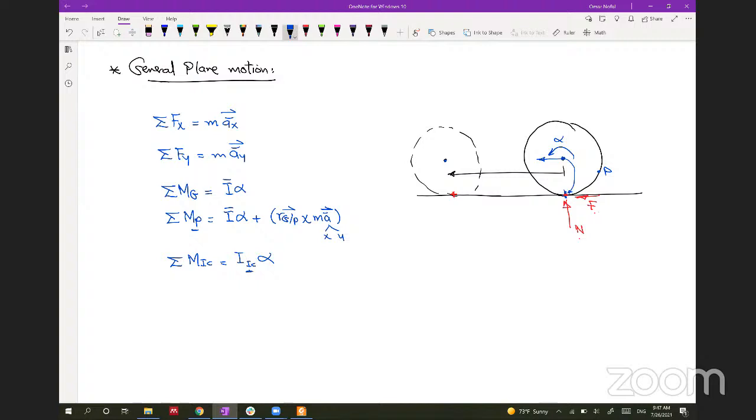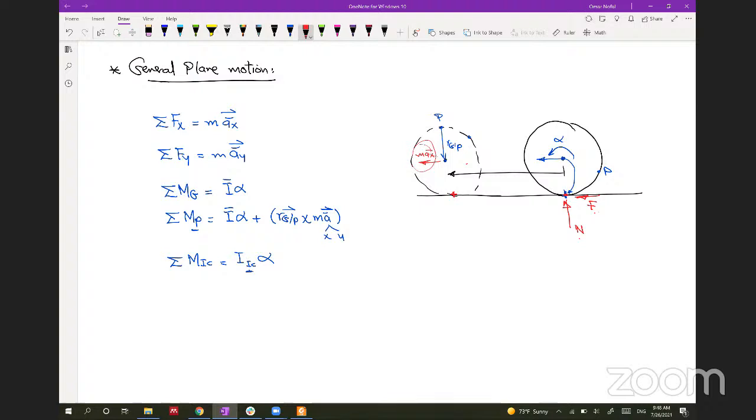But if you are taking the moment about any random point B on the body, you will have to add another term, which is the cross product of the RG with respect to B, something like that. So this is RG with respect to B, multiplied by the mass and acceleration at the center of mass. Let's assume that this body has an m a_x in this direction, like this, and there is no m a_y, so we only have this. We multiply this by that, and then get the moment at B.